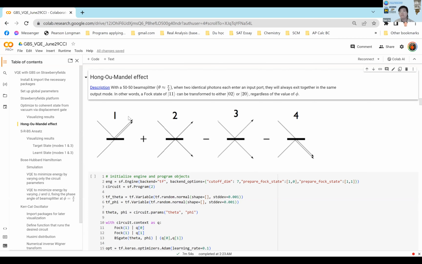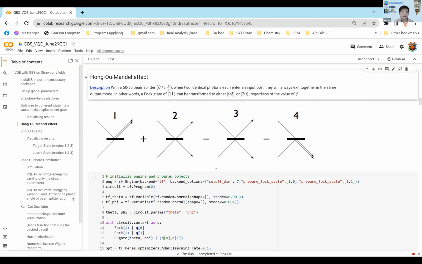So basically, if you input two identical photons, each into a port of the 50-50 beam splitter with two modes, then both photons always exit in the same output mode, as you can see here. So let's say you shine two photons into this beam splitter. Either they go out up here, or they go out in this direction. For the second and third possibilities, they're canceled out, as shown over here.